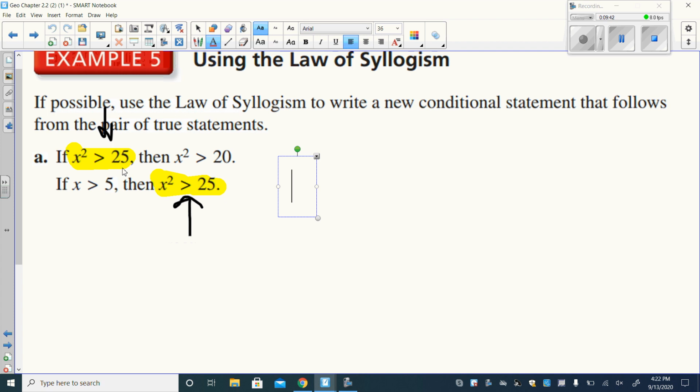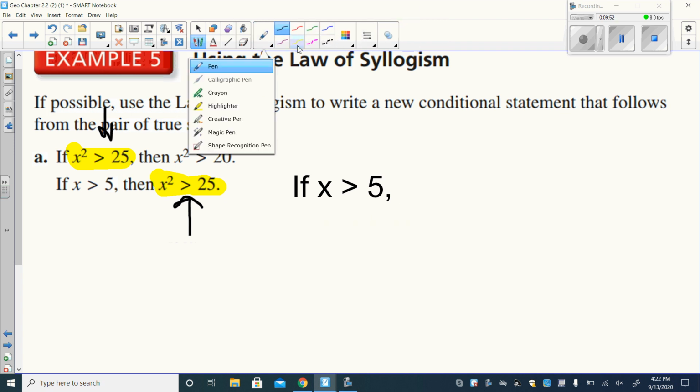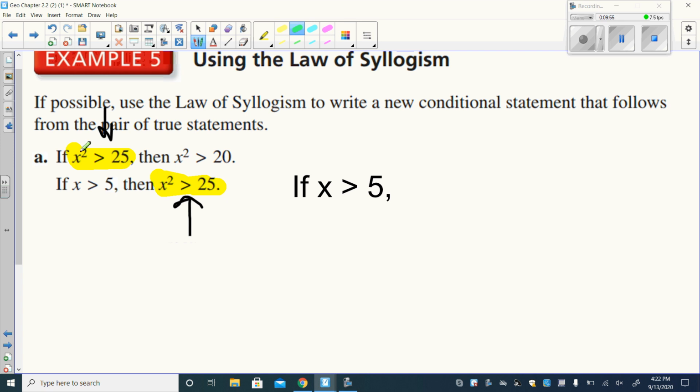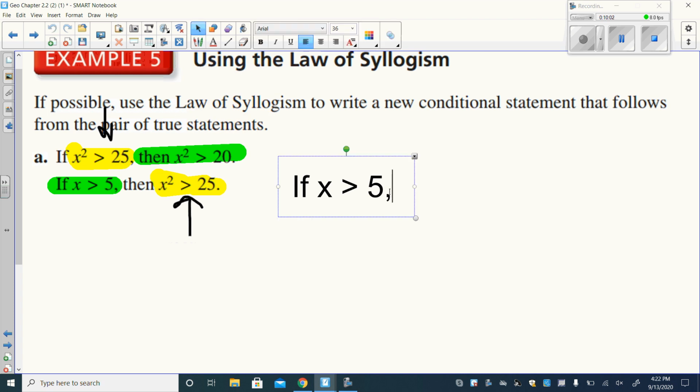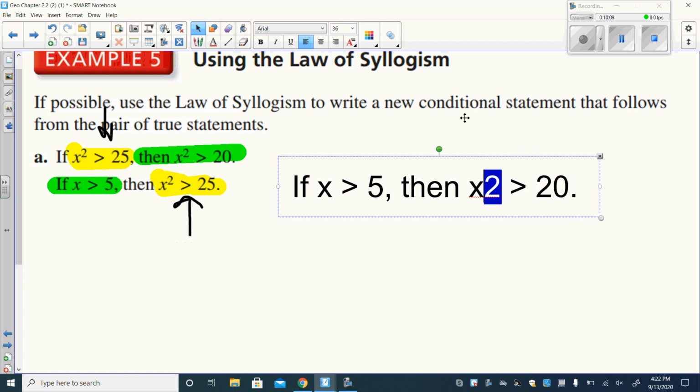And what we do is we take the if of one, the one that isn't matching. So here x is greater than 5. Because that's the one we didn't use. That's the one that didn't match up. We take the if of this one and attach it to the then of this one. So then we would say then x squared is greater than 20. And that's it. That's all we have to do. If the if and then match up, then we match the other two up as our new statement.